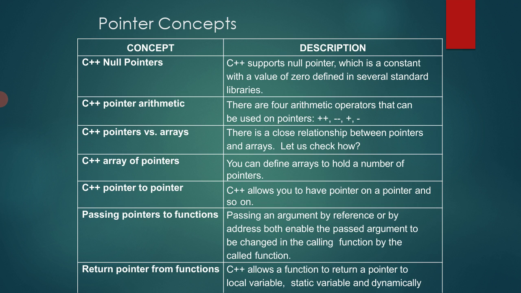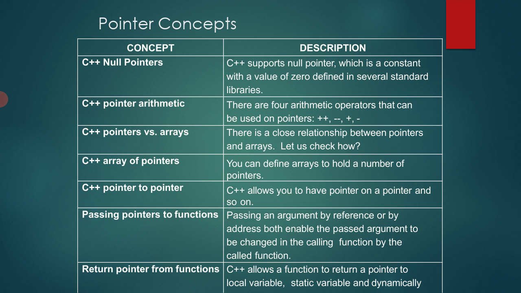Next is C++ array of pointers. So you can define arrays to hold a number of pointers. For example, we want to store a number of pointers, so we have a facility that we can make use of: an array. Why can we make use of an array? Because an array is a data structure and we can store a number of values in an array. So similarly, we make use of an array to store the pointer values.